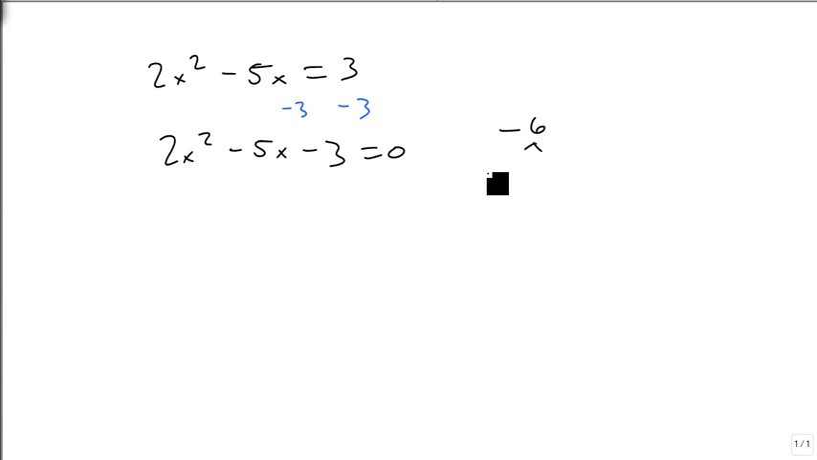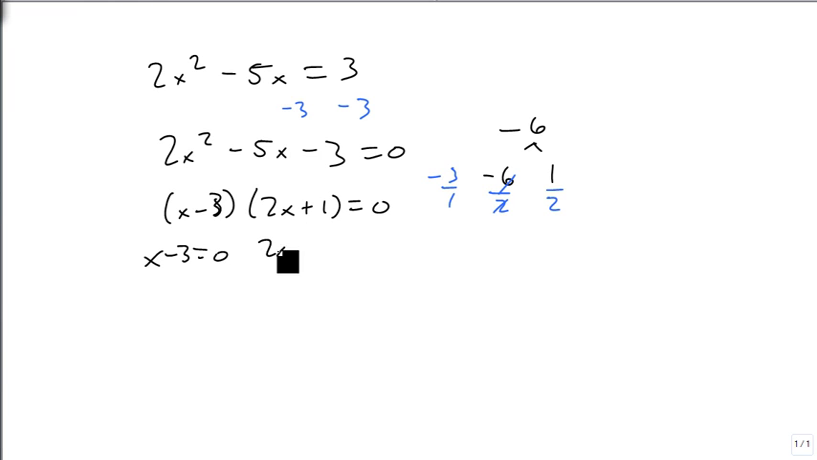Factors of minus 6 that add to minus 5 are minus 6 and 1. We divide both of those by our leading 2, reduce fractions, and we get x minus 3 times 2x plus 1 equals 0. So then x minus 3 equals 0, 2x plus 1 equals 0. Add 3, and x equals 3.